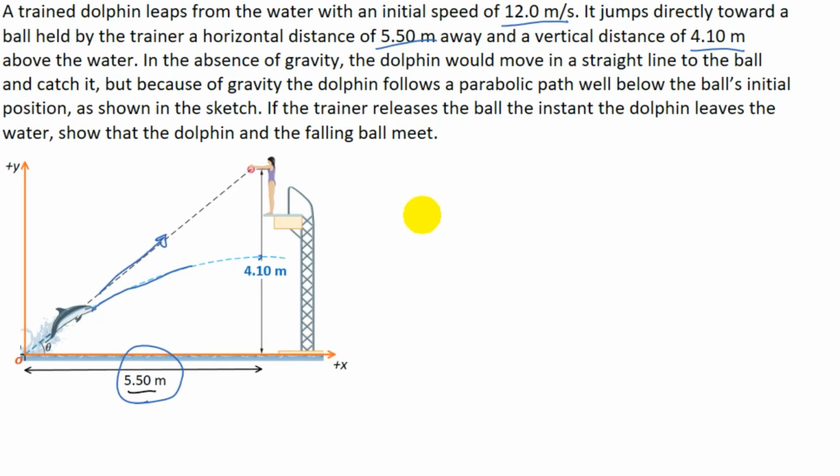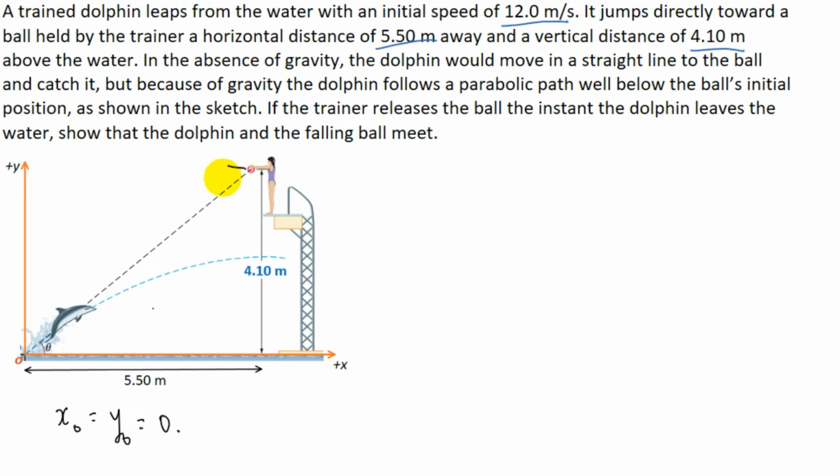And similarly, we'll calculate the y value of the ball at the same time. And if the y value for both the objects comes out to be equal, then we can say that the dolphin and the falling ball will meet, otherwise not. Now in our sketch, we have the dolphin leaping from the water at origin, so we can write that x naught is equal to y naught, which is equal to 0. This is for the dolphin.